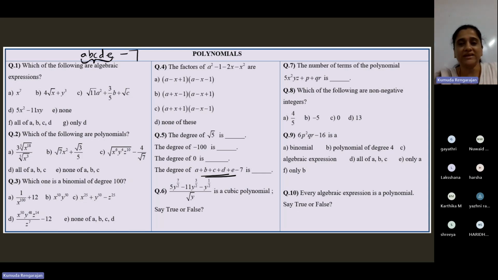A, B, C, D, E here is one term, a single term, because you don't have the separator plus or minus. So this one term has 5 variables, and the 5 variables have 5 different powers, or here the same powers. So here you'll have to add the powers. 1 plus 1 plus 1 plus 1 plus 1, 5. So the degree of this polynomial will be 5. A, B, C, D, E minus 7. The degree is 5.